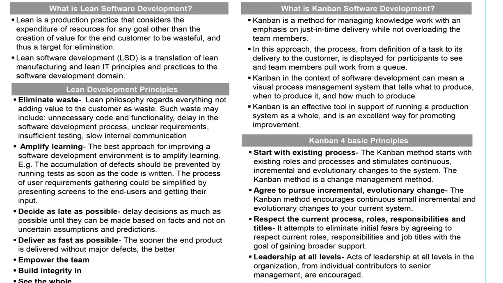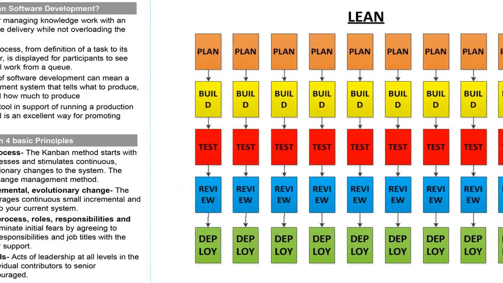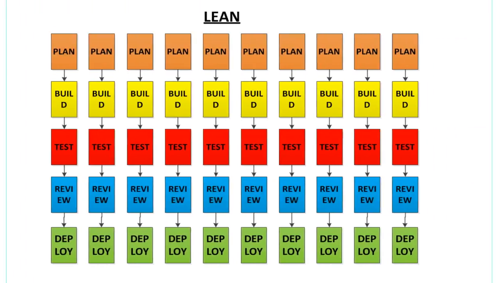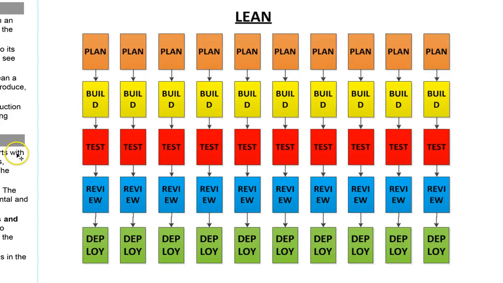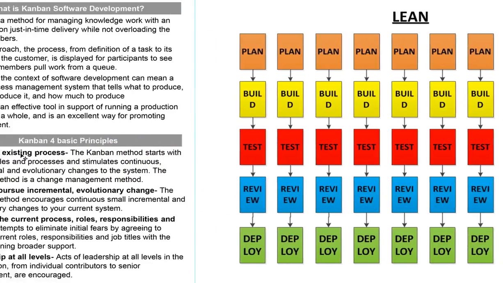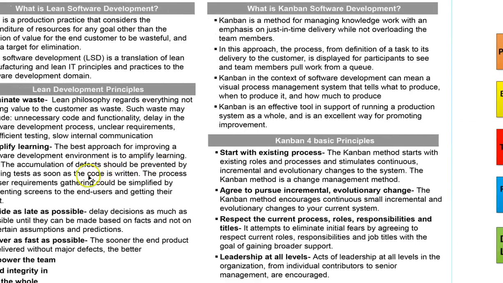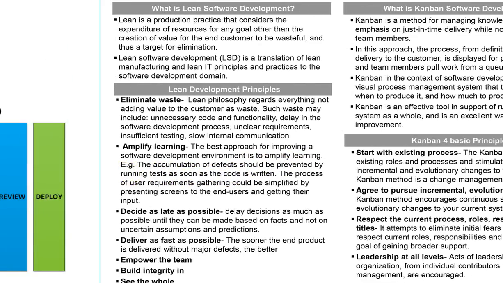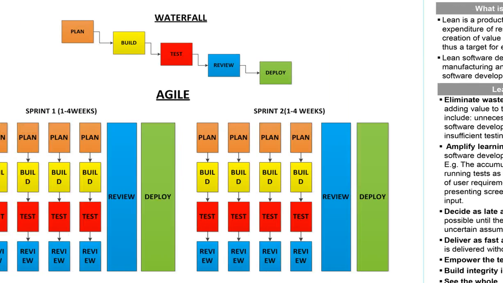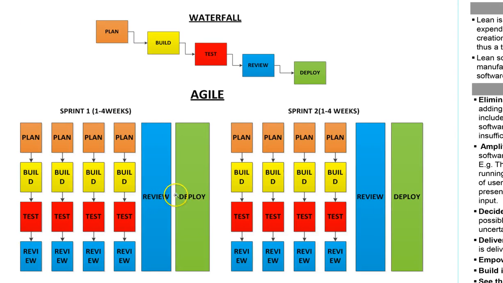Before we get there, let's take a look at the picture for lean development. See, so we plan it, we build it, we test it, we review it, and we deploy it. When we were working with the previous one with Agile, the review and deployment was at the end of the sprint, if you can see over here. So the review and deployment is at the end of a sprint.